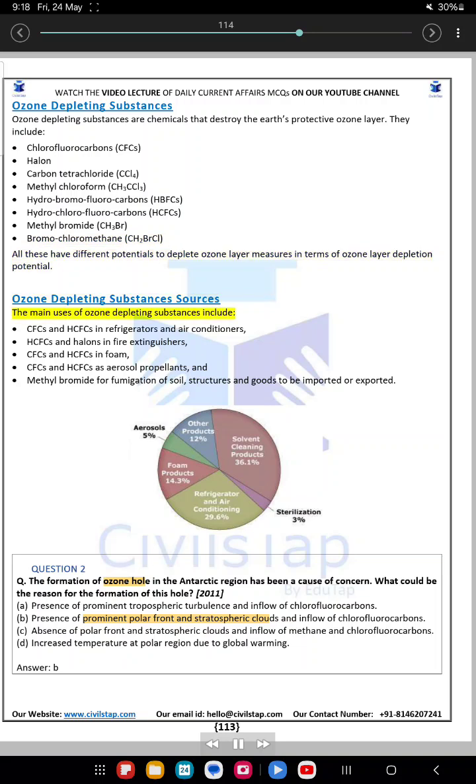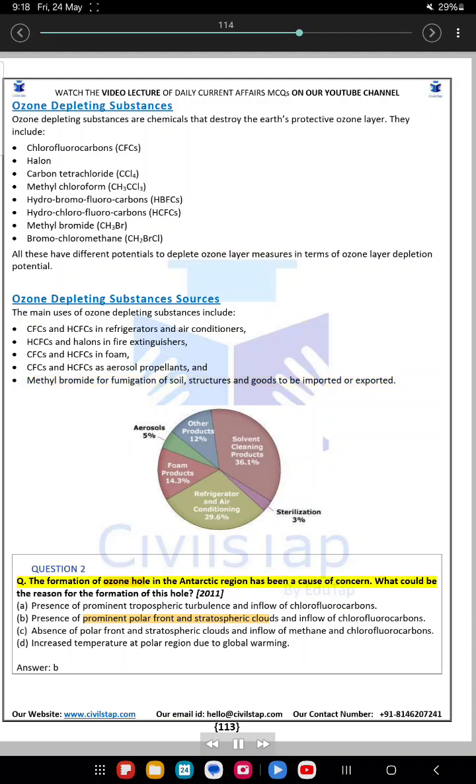Ozone-depleting substances sources. The main uses of ozone-depleting substances include CFCs and HCFCs in refrigerators and air conditioners, HCFCs and halons in fire extinguishers, CFCs and HCFCs in foam, CFCs and HCFCs as aerosol propellants, and methyl bromide for fumigation of soil, structures and goods to be imported or exported.